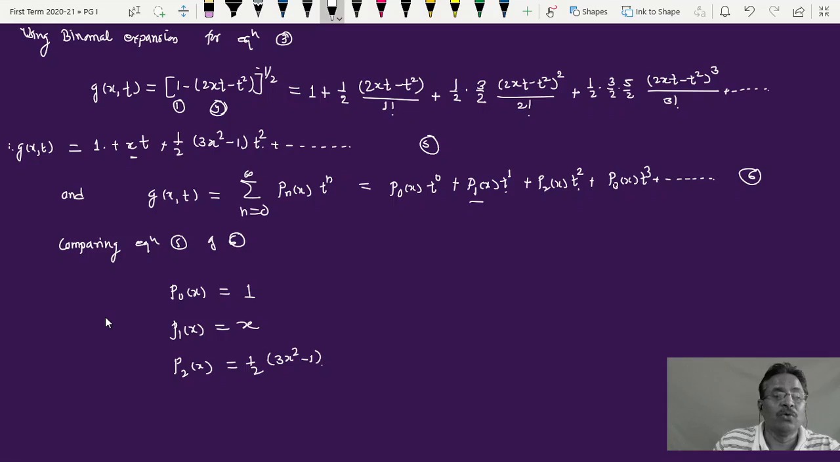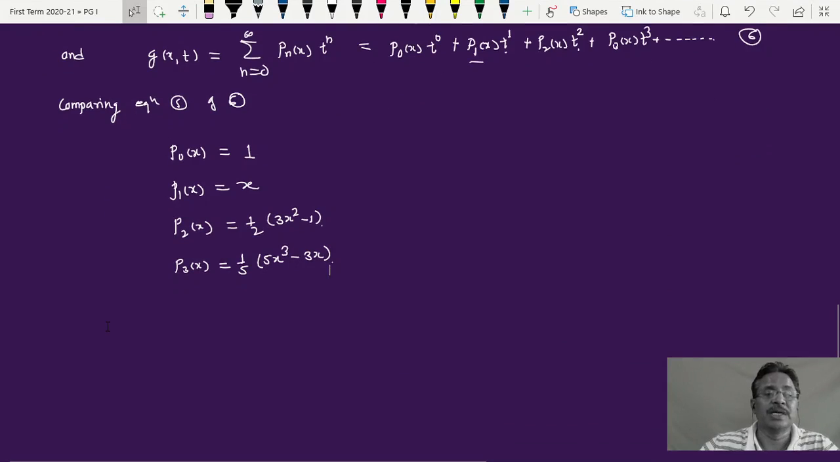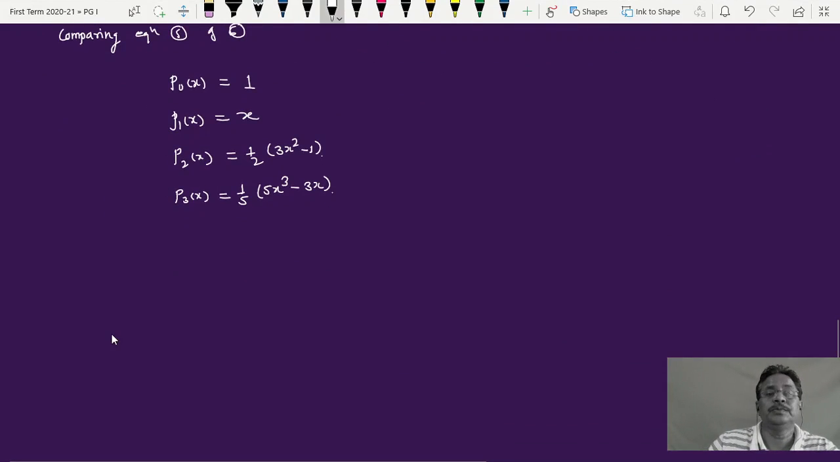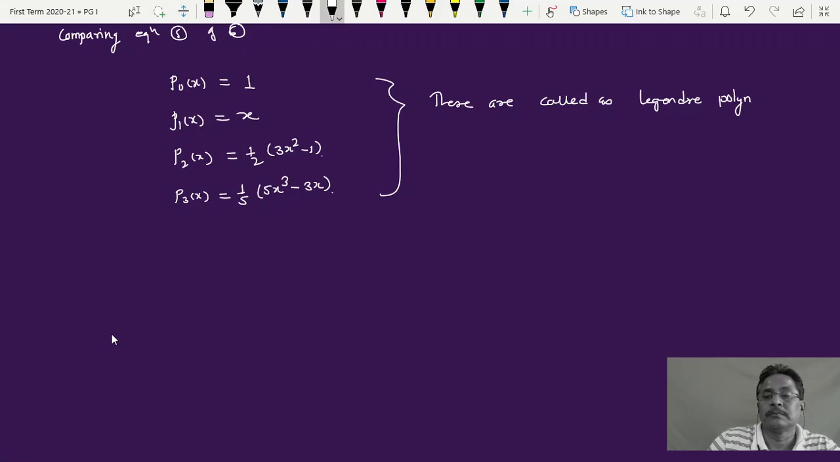And likewise if I go for p3x, which is not done here but we can do it, one will get 1 by 5 times (5x cube minus 3x). Okay, and all these are called Legendre polynomials of first few orders.